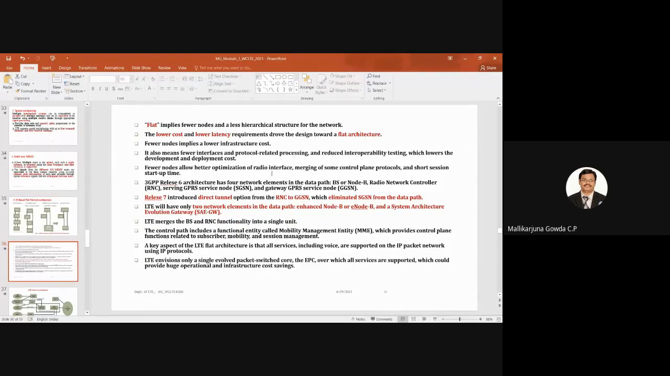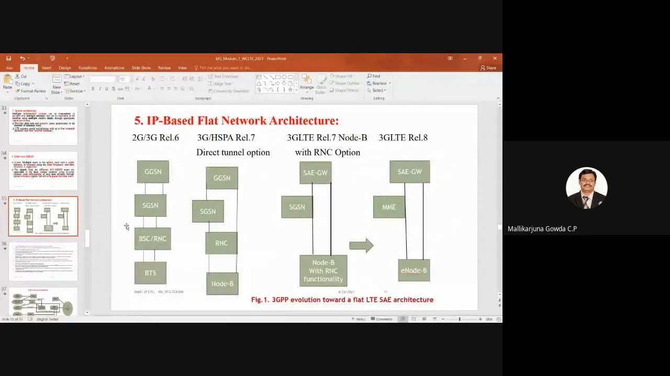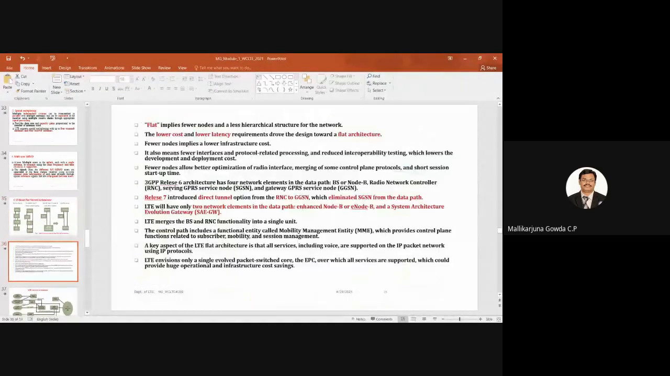So optimization of the radio interface also becomes better. Then there is merging of some control plane protocols, as well as a short session startup time. Because in the first network, that is in case of 2G, to establish a call it may take more time. Whereas in case of 4G, the startup time may be less. That is the meaning of that.